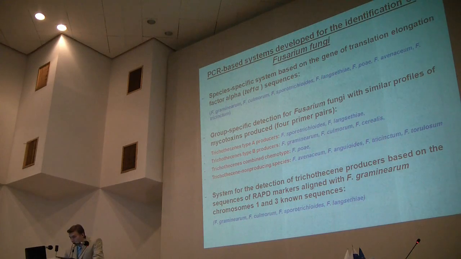And now we have described systems for the detection of the group of trichothecene producers based on sequences of RAPD markers, aligned with chromosomes 1 and 3 of Fusarium graminearum sequences, because there are only 3 species of Fusarium with whole genome sequence.